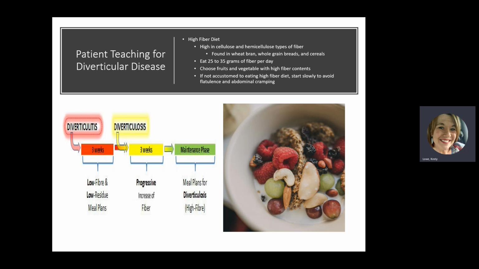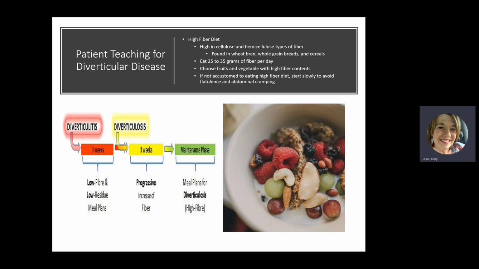What are we going to teach? We want to teach them to increase fiber, but not when they have diverticulitis. It's already inflamed. We don't want to make them more constipated. So if they are having an exacerbation of this diverticulitis, the inflammation of the area, pain, inflammation, we want to decrease the amount of things that are going to cause irritation. So low fiber, low residue. Residue are things that have seeds and nuts and hard particles that are hard to digest.